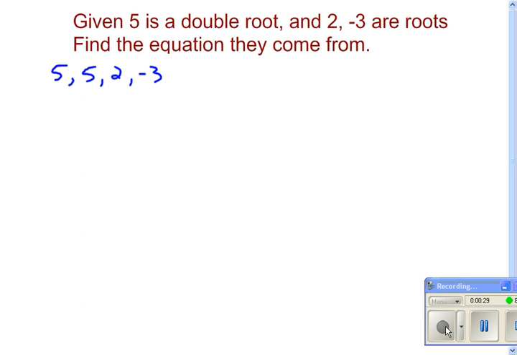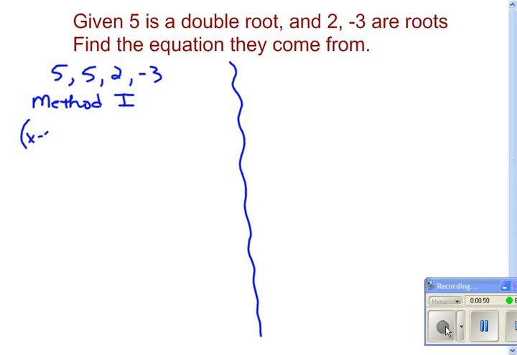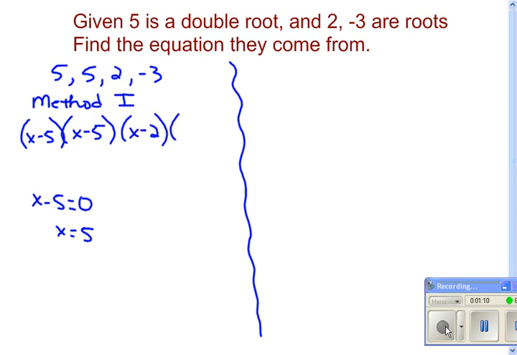I'm going to share with you that there are 2 methods you can use to do this. And I'll show you why you would choose method 2 after a little bit. Okay, so method 1. If 5 is a root, that means it had to have come from the factor x minus 5, because if you set x minus 5 equal to 0, you get 5. If 5 is a double root, you're going to have that factor twice, because double means it happened twice. If 2 is a root, it came from x minus 2. And if negative 3 is a root, it comes from x plus 3.